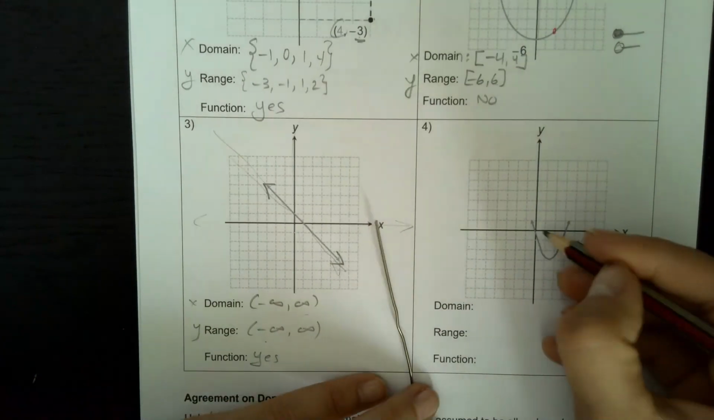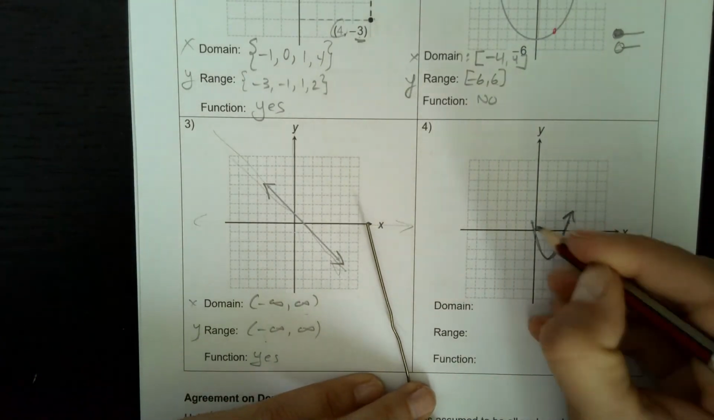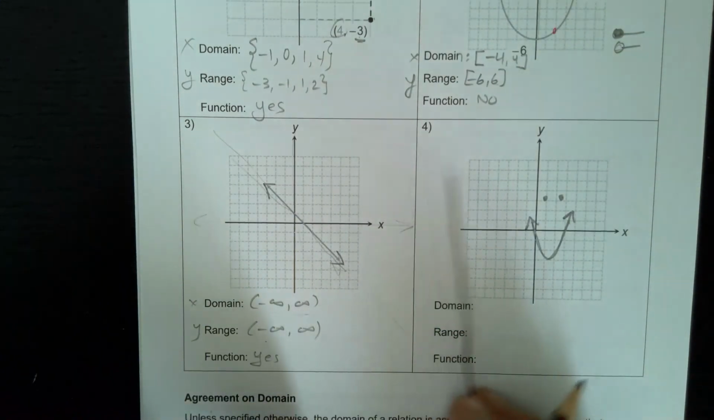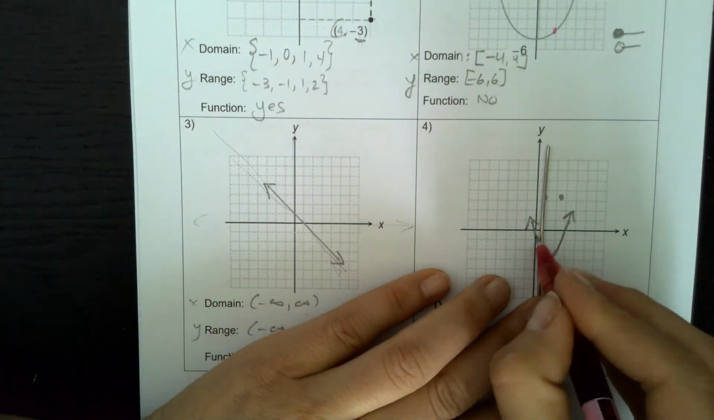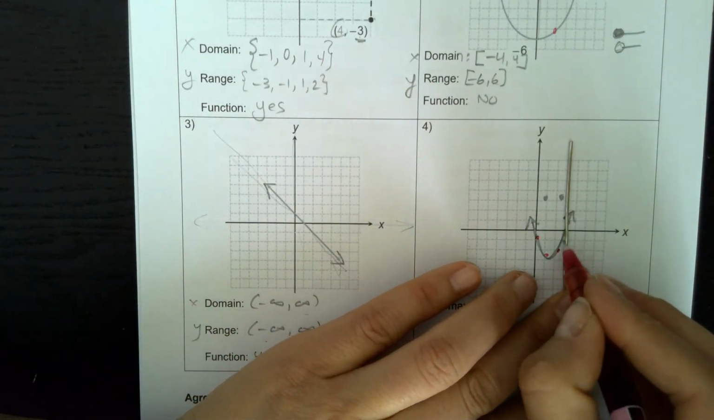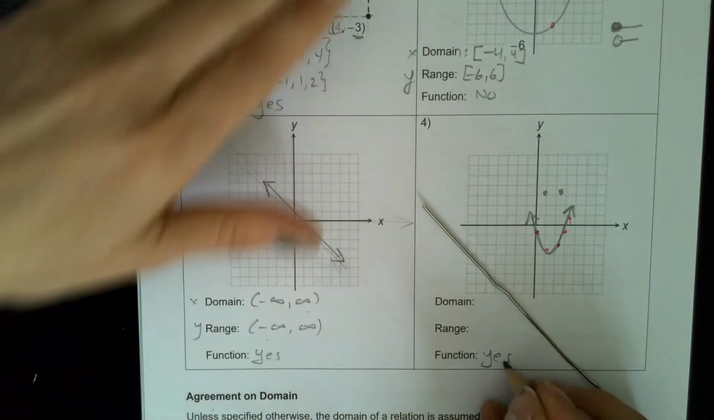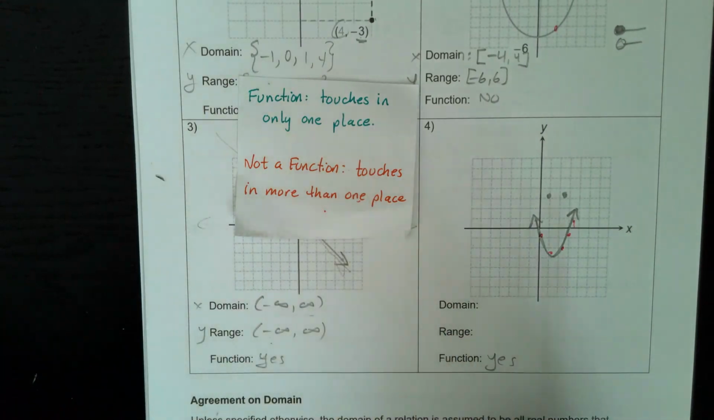So is this a function? This is a parabola, but it's facing up like a happy face. And is it a function? It only touches in one place. So yes, it's a function because it only touches in one place.